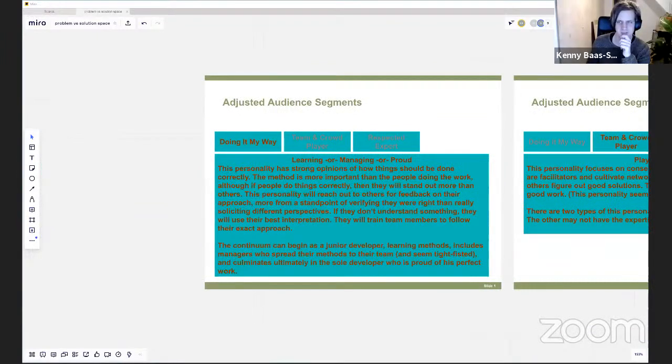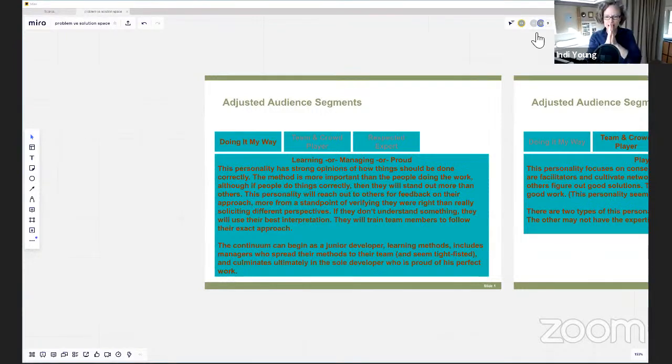Ah, there we go. Yeah, this is the person who has super strong opinions about how it should be done. Again, they're self-confident. They don't necessarily reach out to others. And they're gonna go through their own little heuristics to make it work.